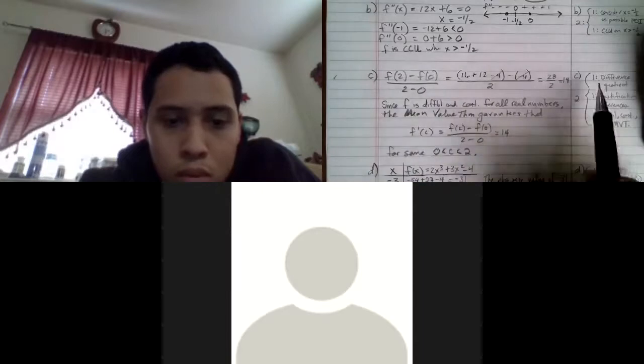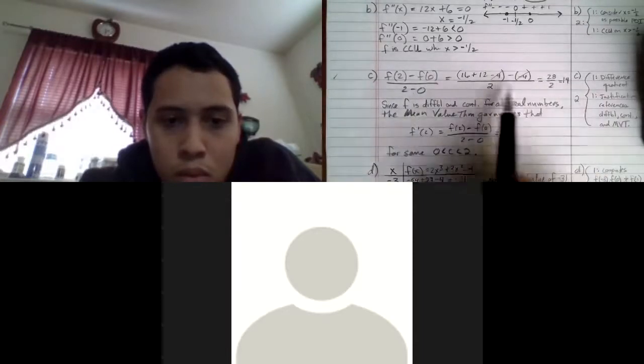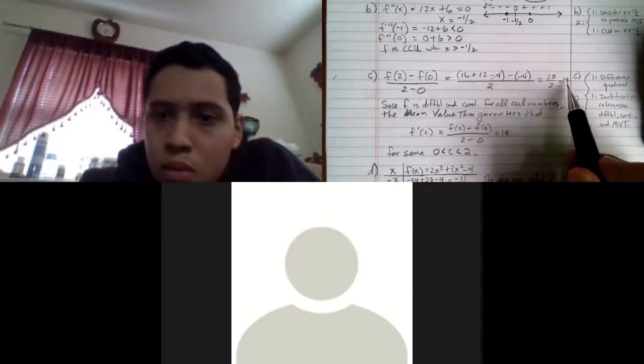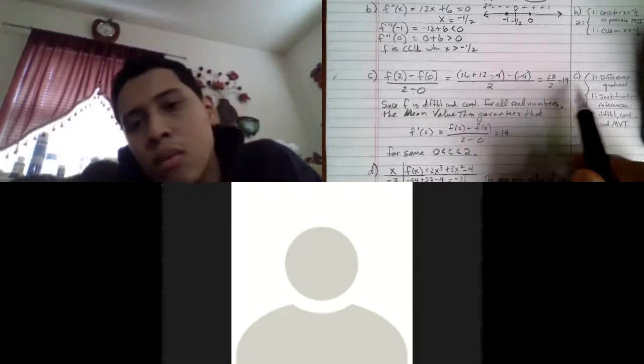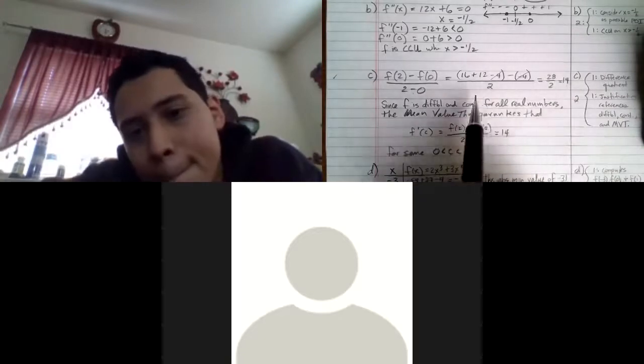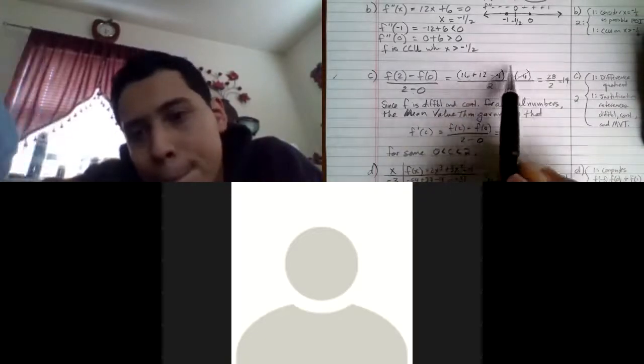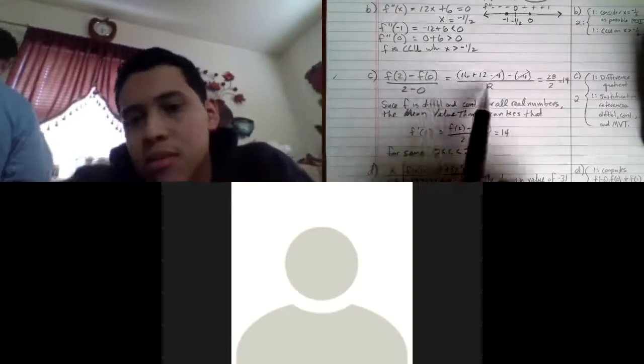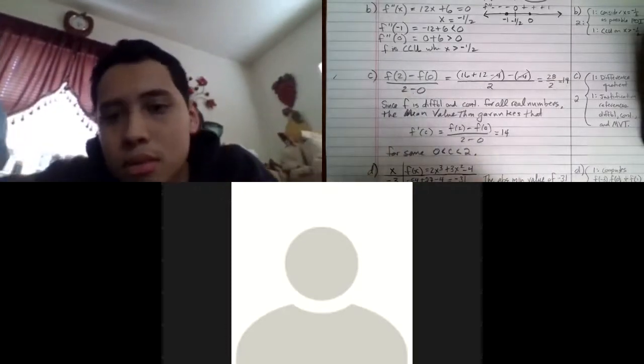To earn that first point, you have to clearly write out the difference quotient. If you only write 28 divided by 2 or 14, you're not going to get credit for the difference quotient. You either need to write the formula with the numbers plugged in, or some version of one of these two to get that difference quotient point.